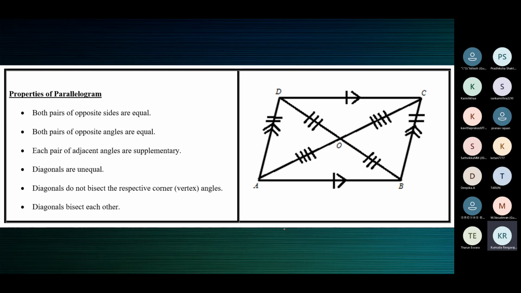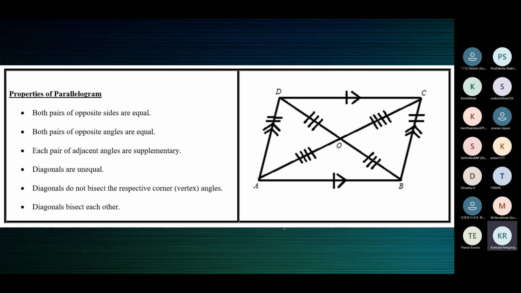Diagonals, I was telling you that diagonals are unequal. Diagonals do not bisect the respective corner or vertex angles, but the diagonals bisect each other. Please see the properties again. Read it slowly. You should not be in a hurry to read about parallel equal. Nothing will go into your head. Take time to pronounce each and every word in the sentence.